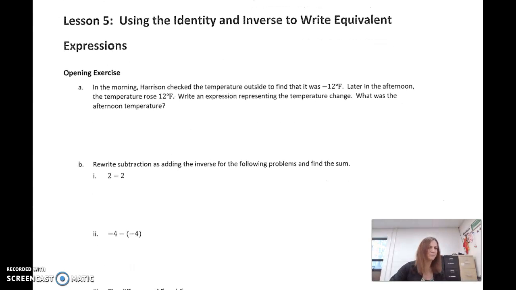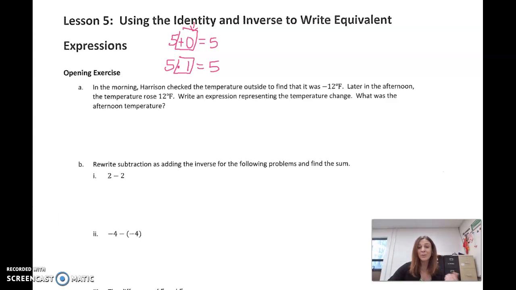So identity. If we're talking about identity, it keeps its identity. An example of that would be 5 plus 0. If I add 0 to 5, 5 keeps its identity. Another example would be 5 times 1. If I multiply 5 by 1, it keeps its identity. It stays 5. Okay, so adding a 0, multiplying by 1, those are identities.